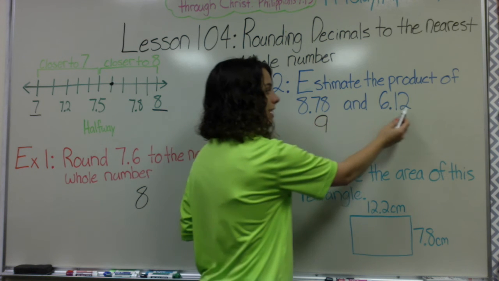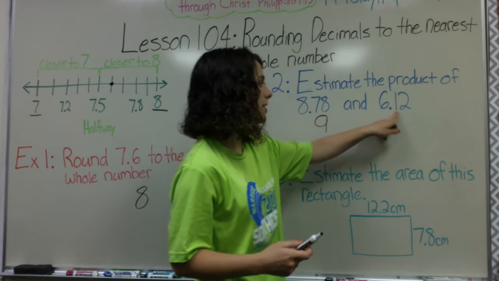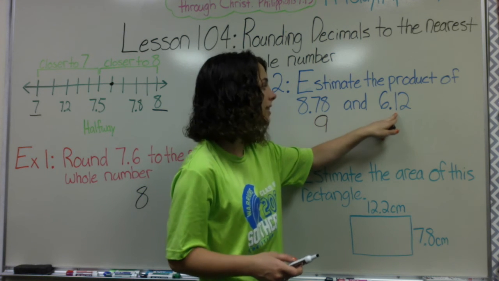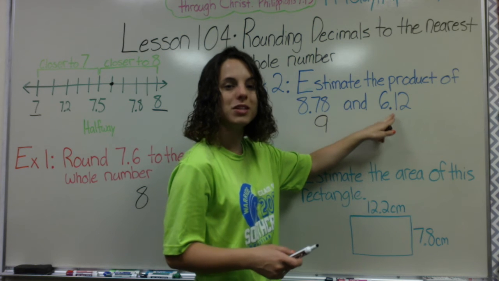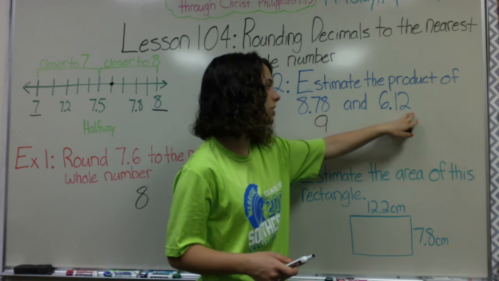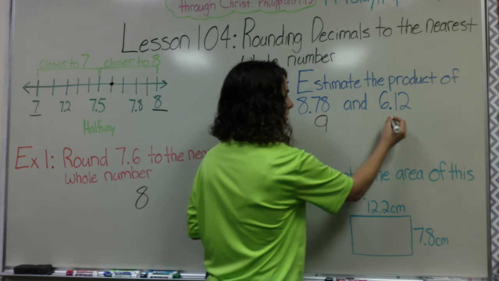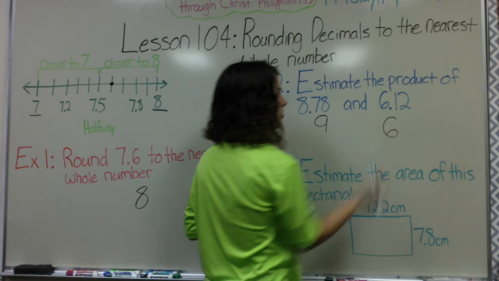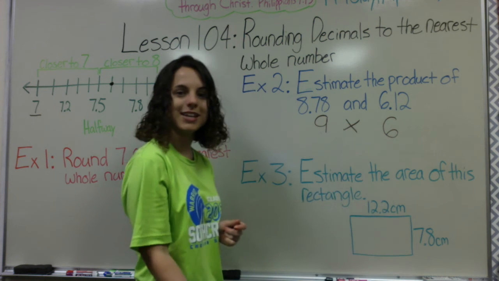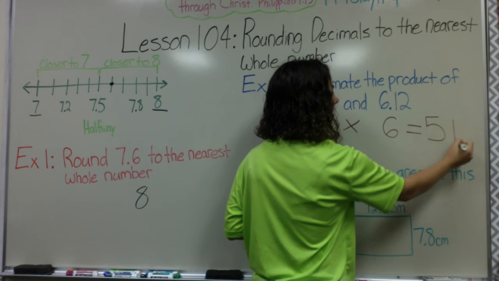Then I have 6 1/100. Again, the tenths place is the only thing that matters whenever I'm rounding to my nearest whole number. And my tenths place is a 1, which means it's going to be closer to 6, because 6 1/100 is just barely above 6. So what I'm doing is estimating the product, which means I'm multiplying 9 times 6. You all would know the answer to that, which equals 54.